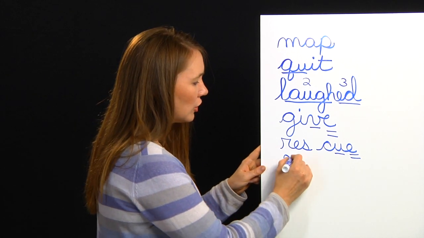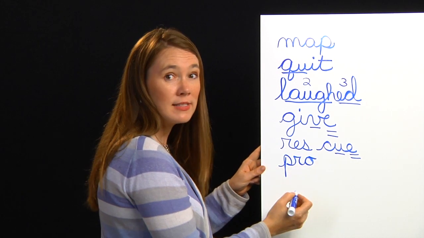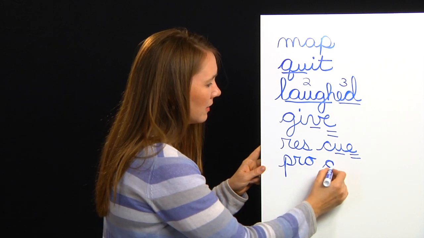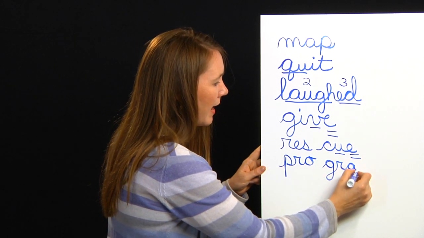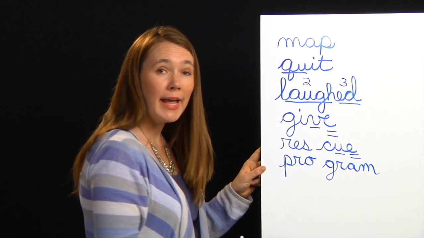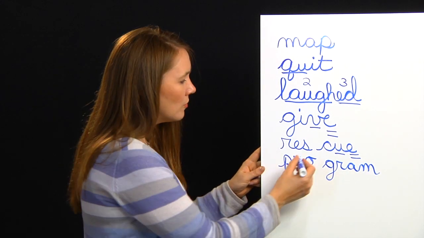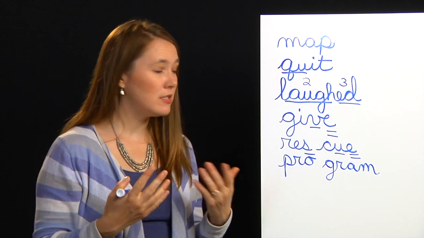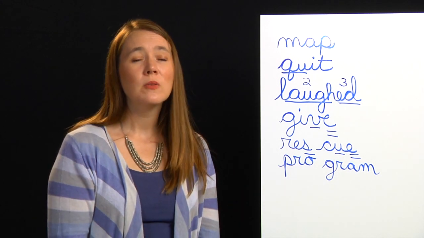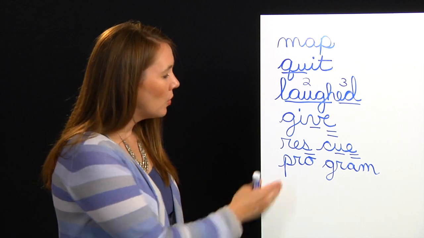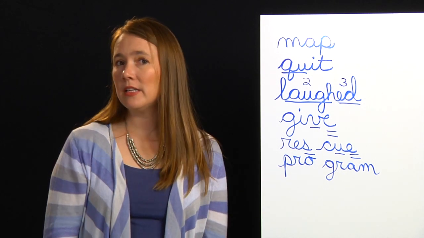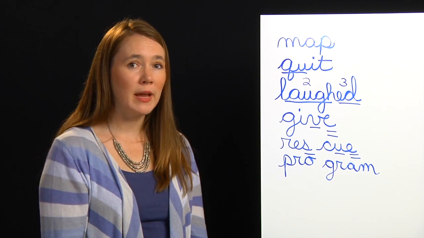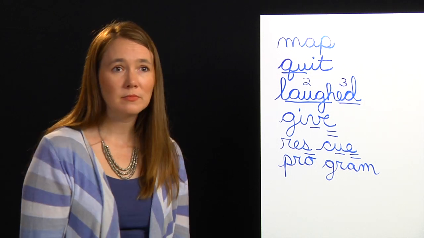P, O. Second syllable, gram. G, M. And how would we mark program? We'll put a line over the O because it's saying its name. Why is the O saying its long sound? Because it's at the end of the syllable. What is the rule? A, E, O, U usually say their names at the end of the syllable.